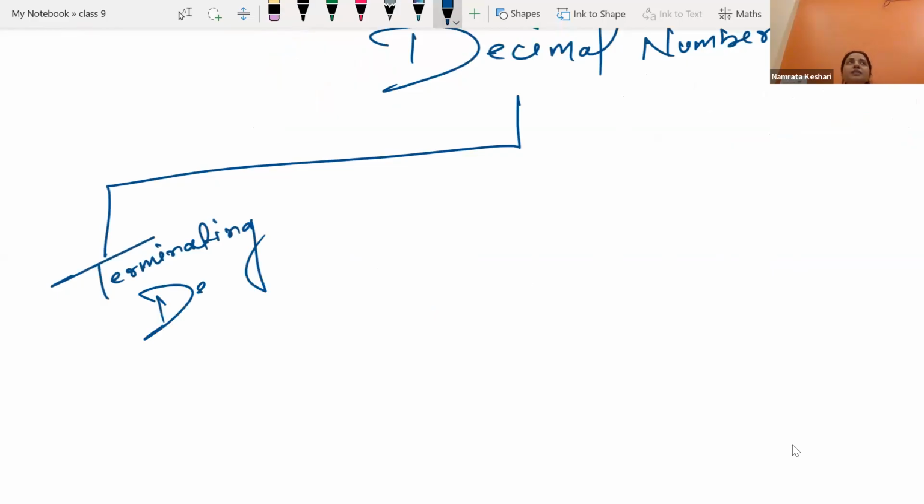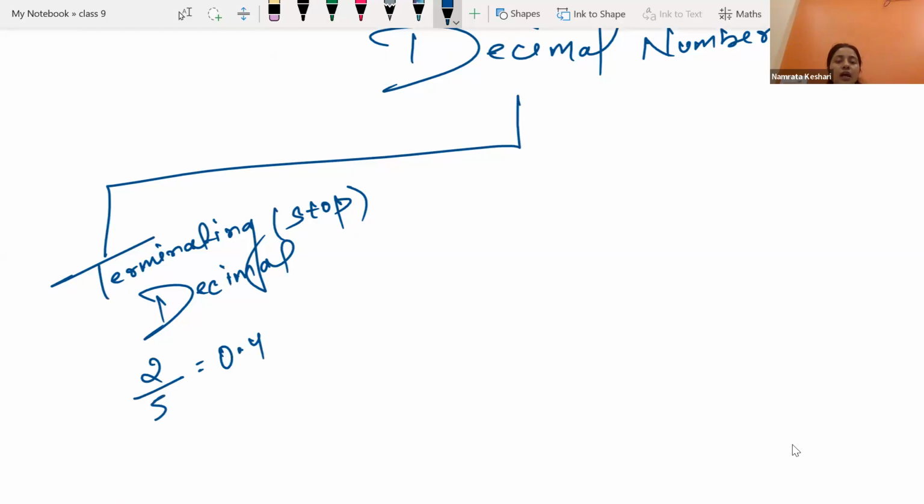Terminating means, you must have seen in any of the shows, a termination round is going on or the person got terminated. Termination means, in English, stoppage is there. Something got stopped. That's called termination. So when we are talking about terminating decimal number, suppose I have written 2 by 5, and if we convert it in decimal, we will be getting 5 4 times 20. So 0.4. Yes or no?